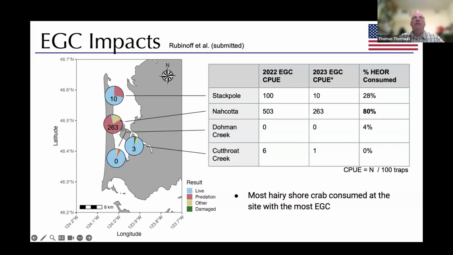And so again, it speaks to the fact that we know that European green crab is really hitting these Hemigrapsis species hard, because we see the highest mortality at sites with the highest green crab density. So again, if we're thinking about how we might mitigate this, we need to get those green crab numbers down so that the native species can benefit.